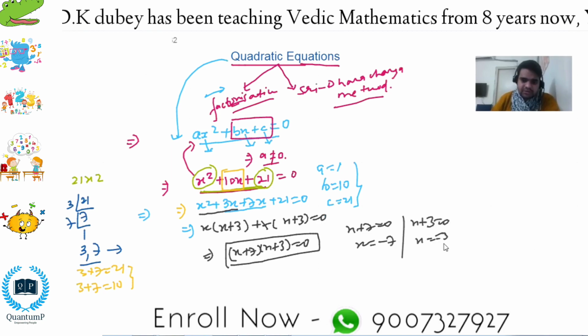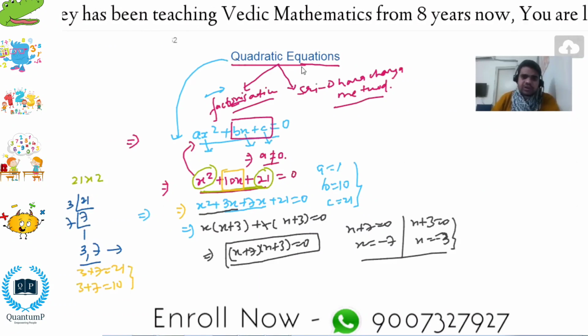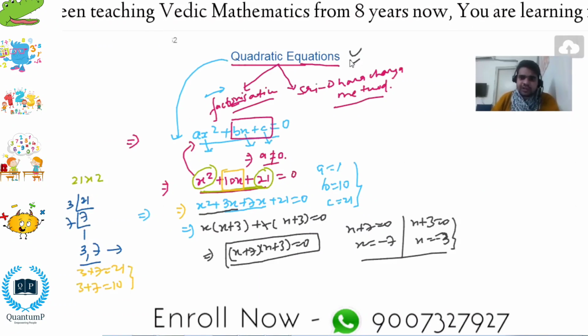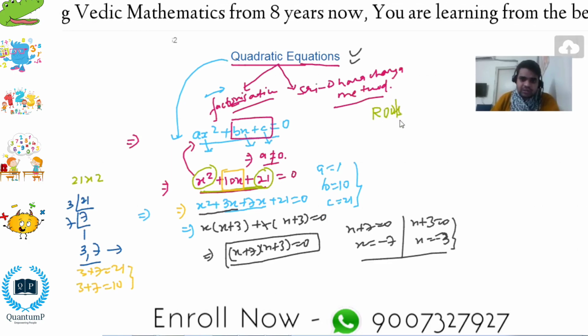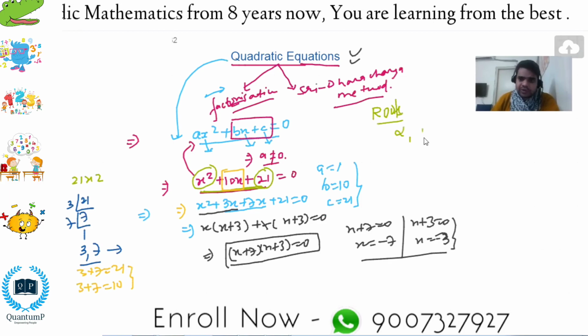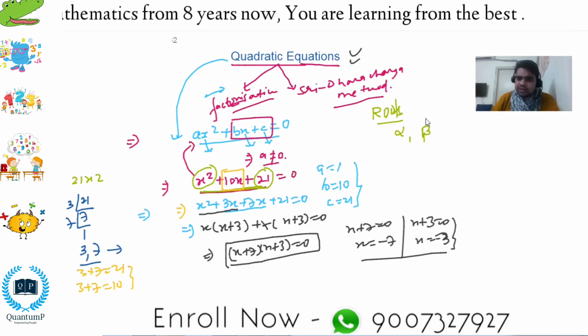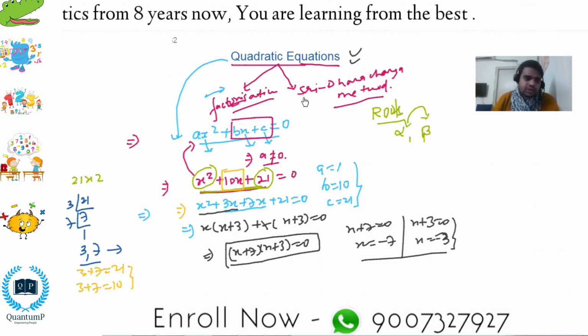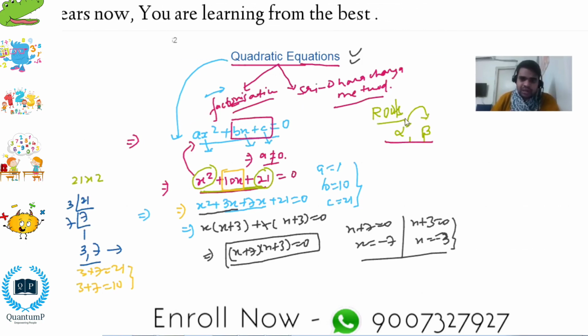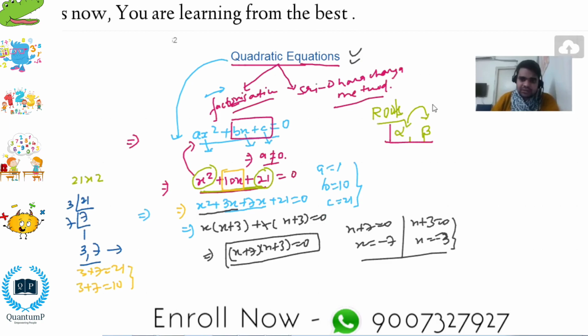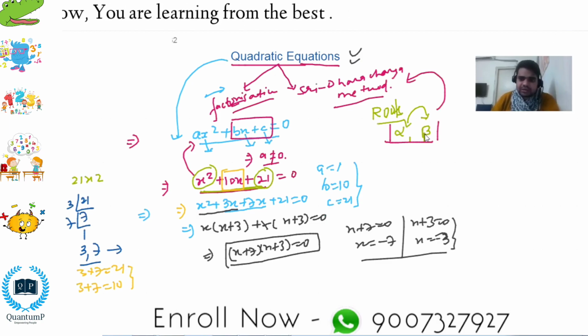So it means that you always have two answers for quadratic equations. Those answers are called roots, and they are termed as alpha and beta. One root is called alpha, another one is called beta. I'll talk more on this when I tell you the Sridharacharya method, and I'll tell you more properties of alpha and beta. So this is the factorization method.